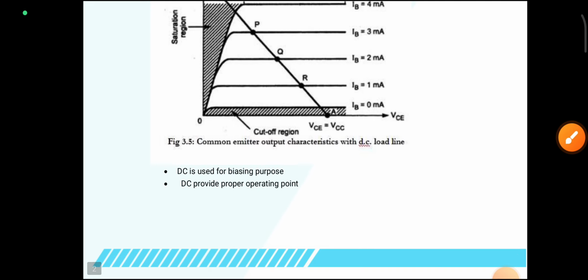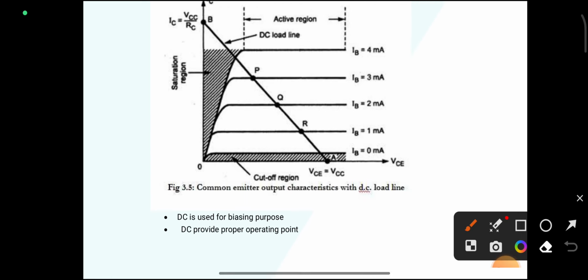In this DC equivalent circuit, we study that DC is used for biasing purpose. Without DC, the transistor, that is the small signal amplifier, doesn't work. Next, DC provides the proper operating point. Because of the proper operating point, we get a non-distorted output wave.